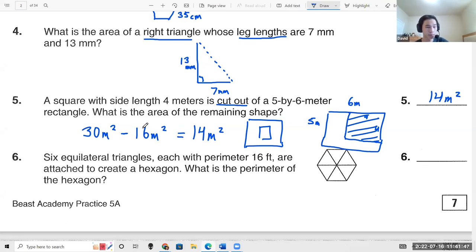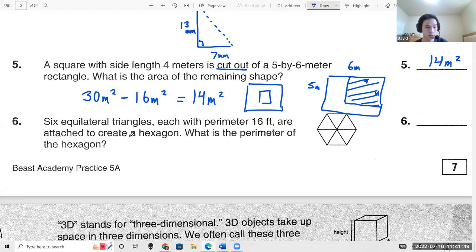Let's see, so question six, six equilateral triangles each with perimeter 16 feet. So some big words already. So we're looking at equilateral triangles. That just means that all three sides of the triangle are the same length. So we have six of those, each with the perimeter 16 feet, attached to a hexagon. So over here, this guy.